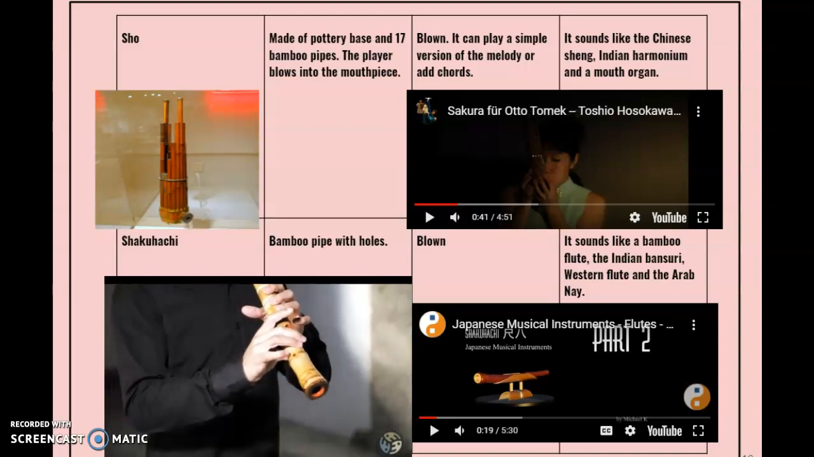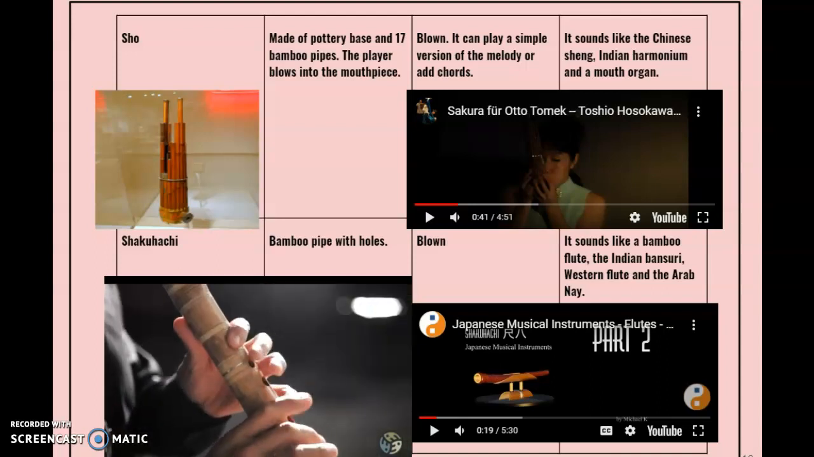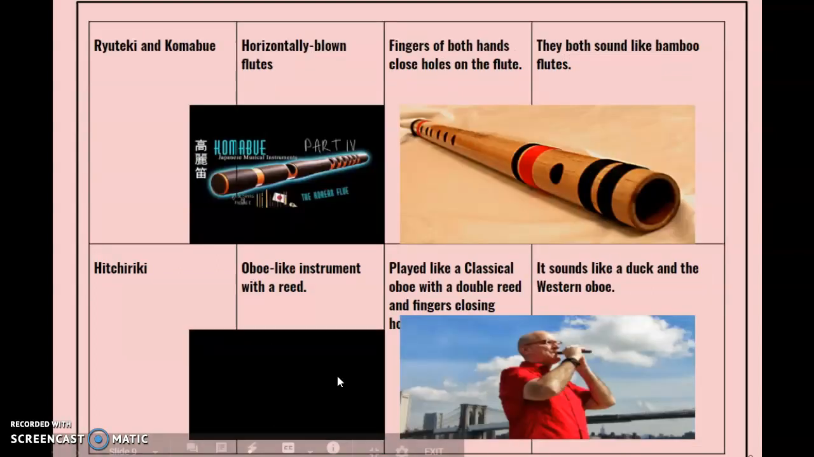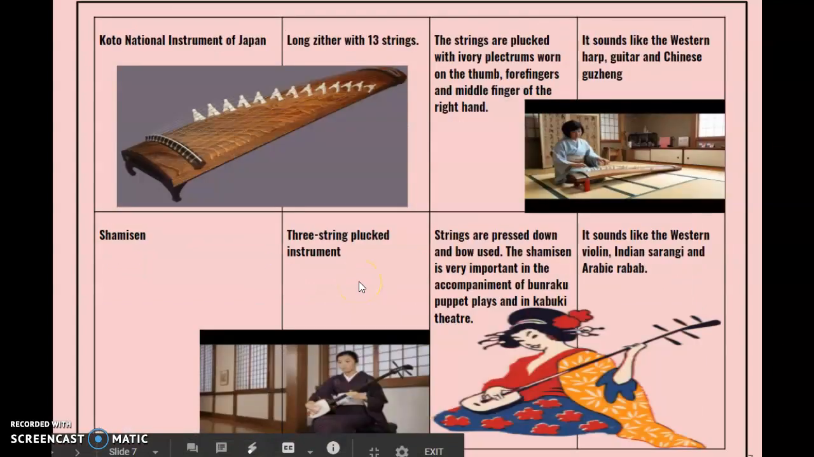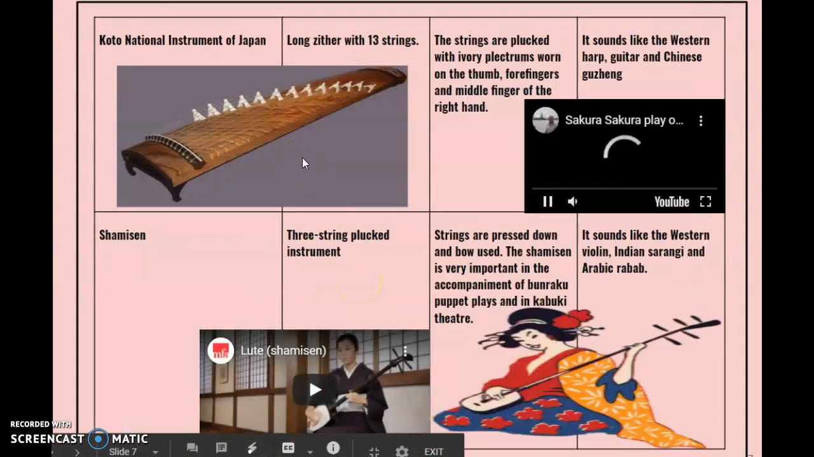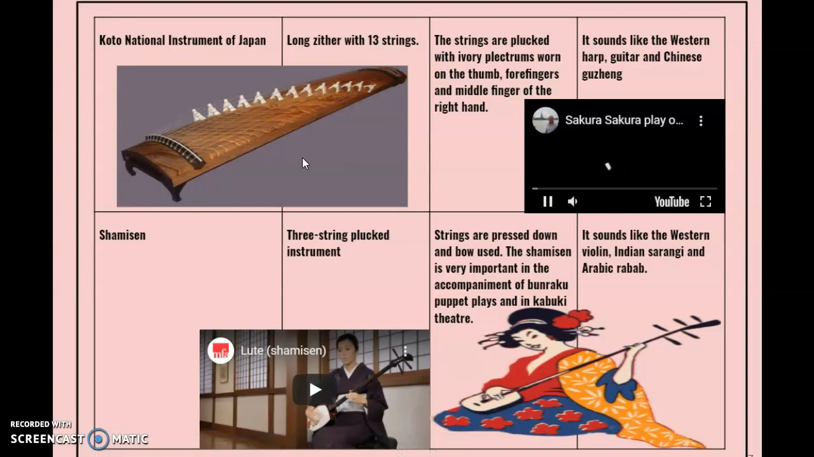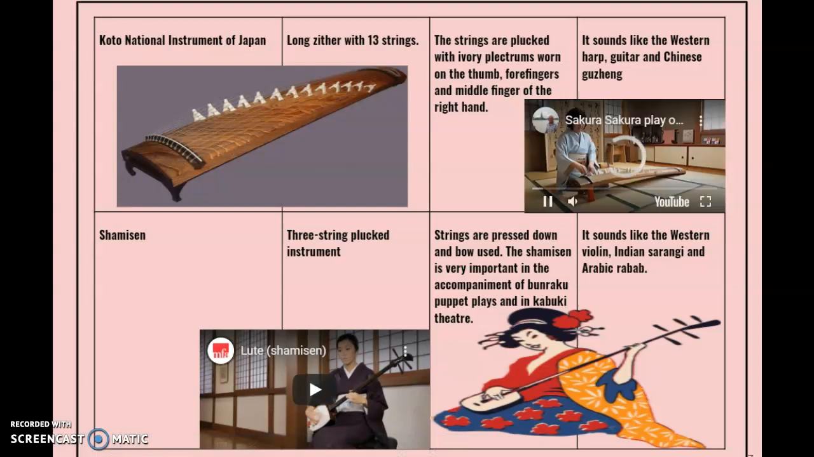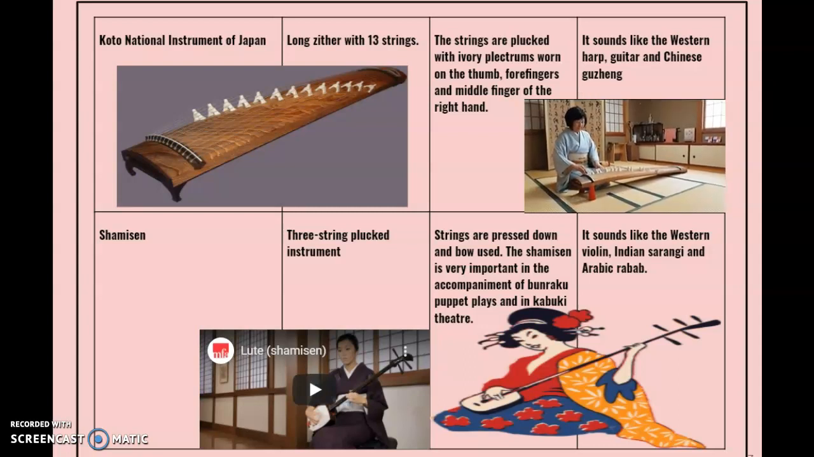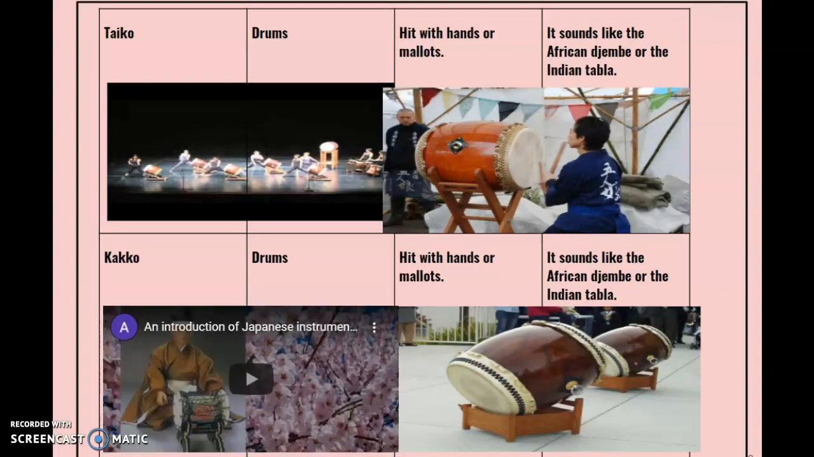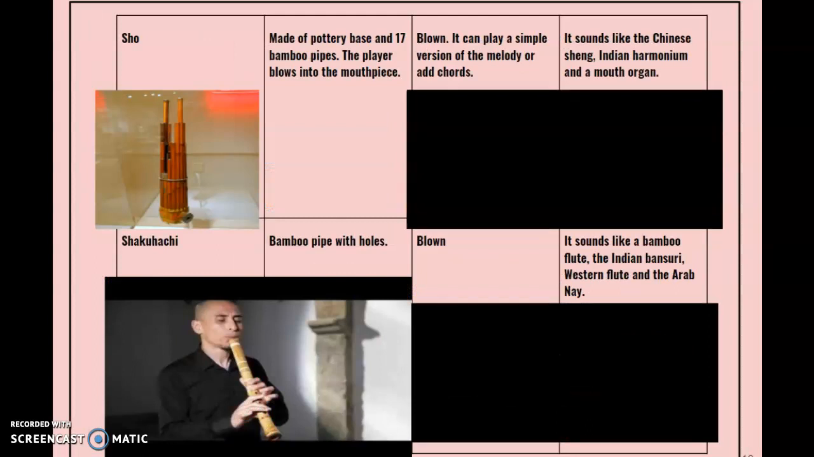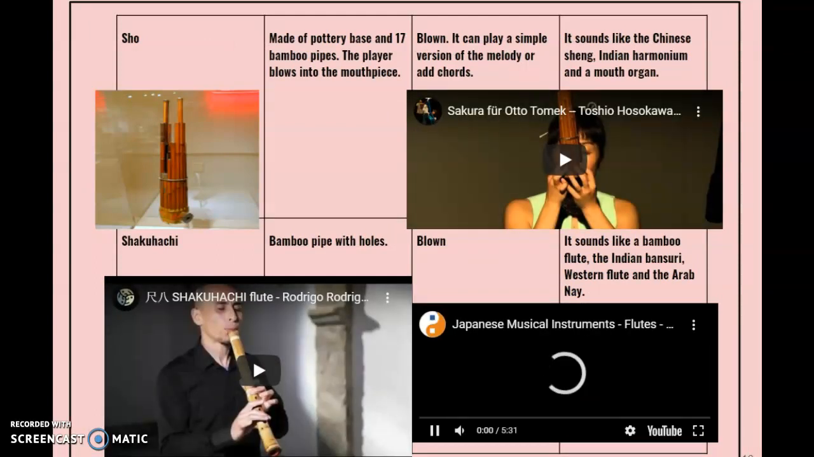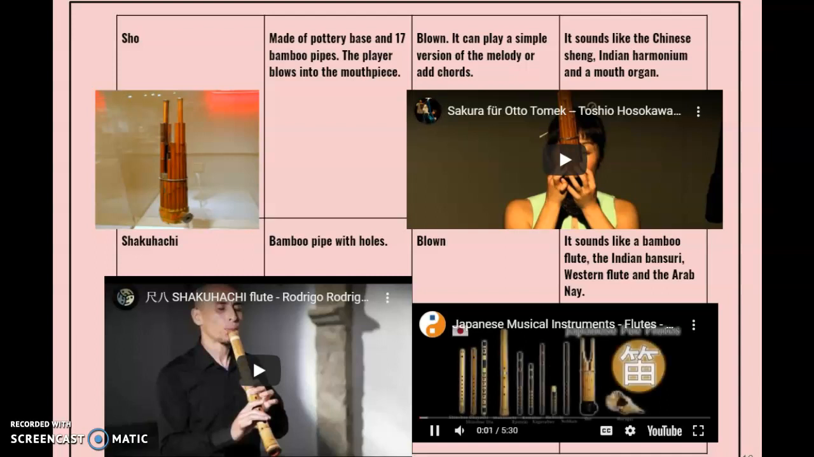So you have the koto, that is the stringed one. Let's go to the koto again. This is the instrument that you have. Okay. And it sounds like a guitar or a harp. I know that sound. I have the sho, the mouth organ, and I have the shakuhachi, the flute. So those instruments you need to know.